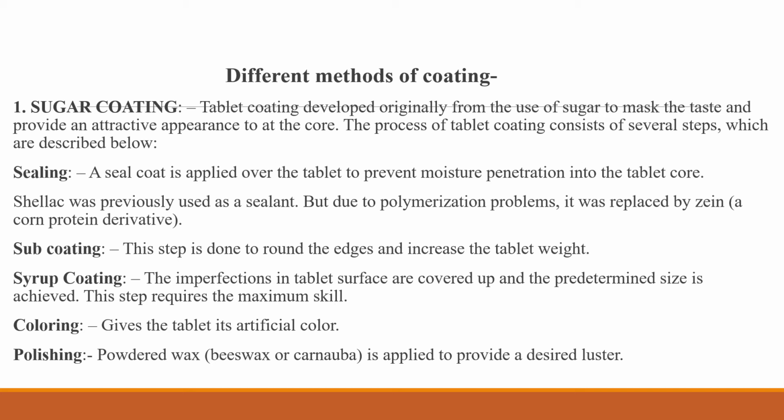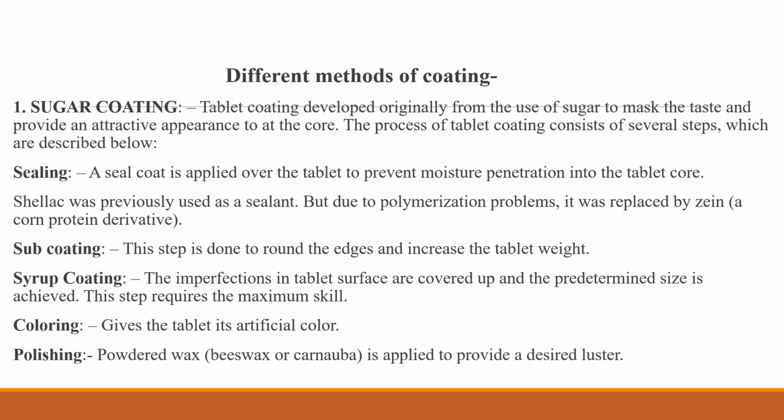First, sugar coating. What is sugar coating? It was originally developed from the use of sugar to mask taste and provide an attractive appearance to the core. This process of tablet coating consists of several steps that are described below. First is sealing. What is a seal coat? It is used for sealing of tablets. It is applied over the tablet to prevent moisture penetration into the tablet core.